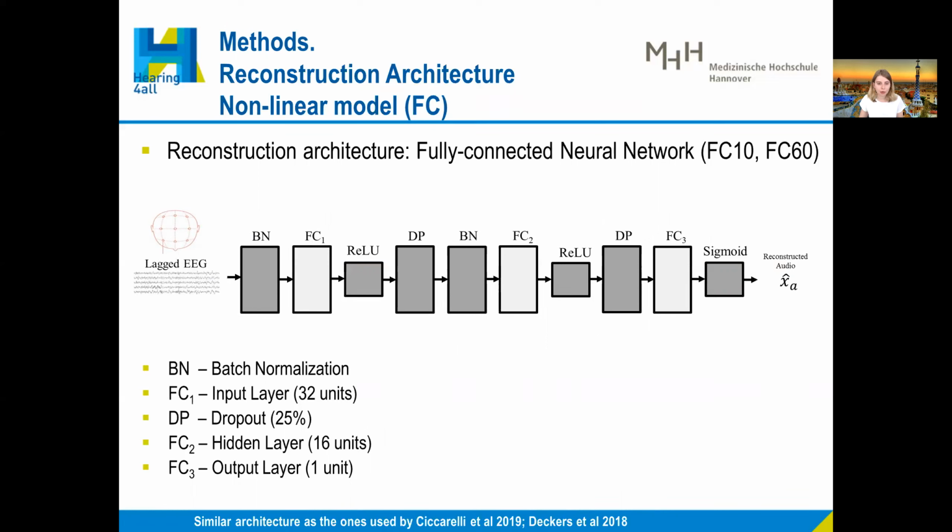After that, dropout was implemented with 25%. After this, batch normalization again, which goes to the first and only hidden layer with 16 units, also with ReLU function. Then dropout with 25% to avoid overfitting. And at the end, we have an output layer with a single unit and sigmoidal activation function.